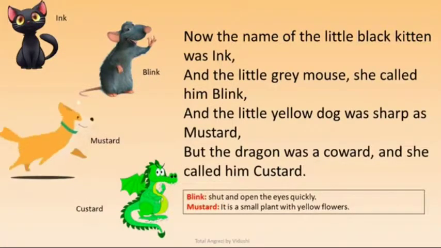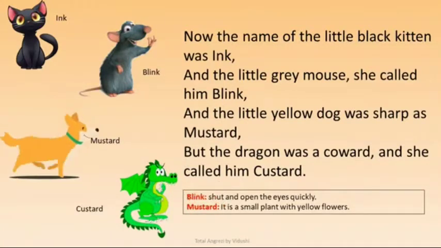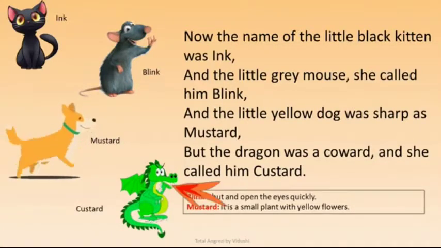Now in this stanza, the poet is introducing the characters of this poem, like their names. The black kitten was Ink, the grey mouse was Blink, the dog was yellow in color so she called him Mustard, and the dragon she called Custard because he was a coward. Feeble, he was a weakling.